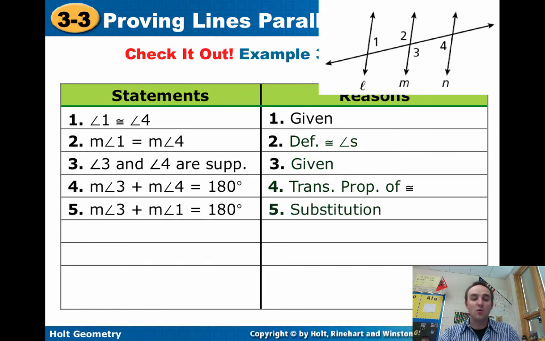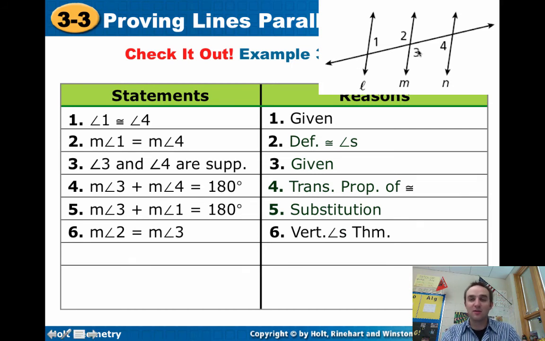So moving on from there, we can substitute. We already said that 1 was equal to 4. This is why we went from congruent to equal. We can say that 1 is equal to 4. So we replace the 4 with the 1. Now we're saying that 1 and 3 add up to 180. That is our substitution. Now, 2 is equal to 3.